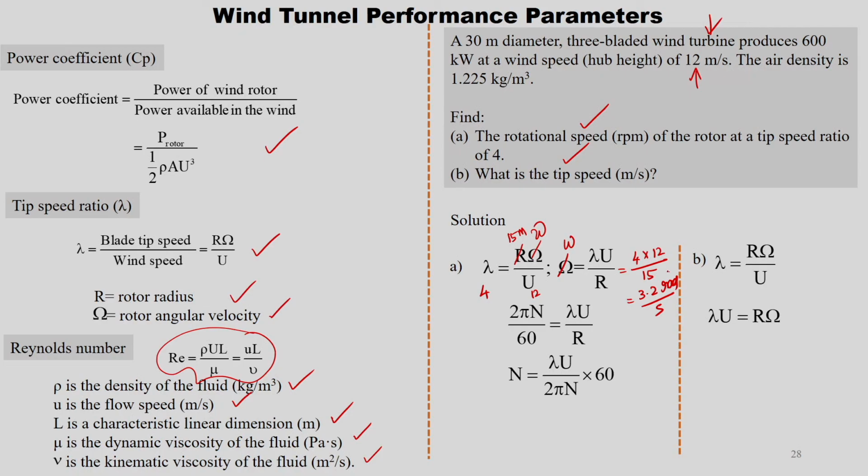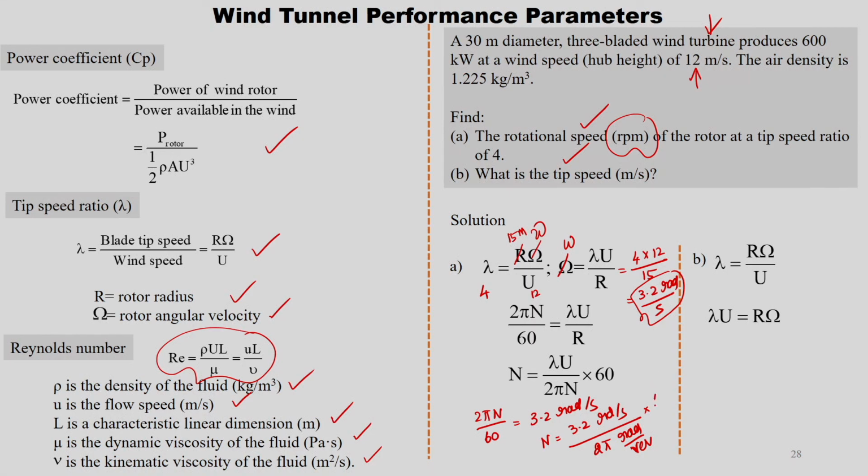So, this particular thing is equivalent to 2 pi n upon 60, right. So, 2 pi n upon 60, which is omega, is nothing but 3.2 radians per second, and n is nothing but 3.2 radians per second upon 2 into pi. So, this is radians upon revolutions, because they asked in RPM, right. So, what we are supposed to do is convert to minutes.